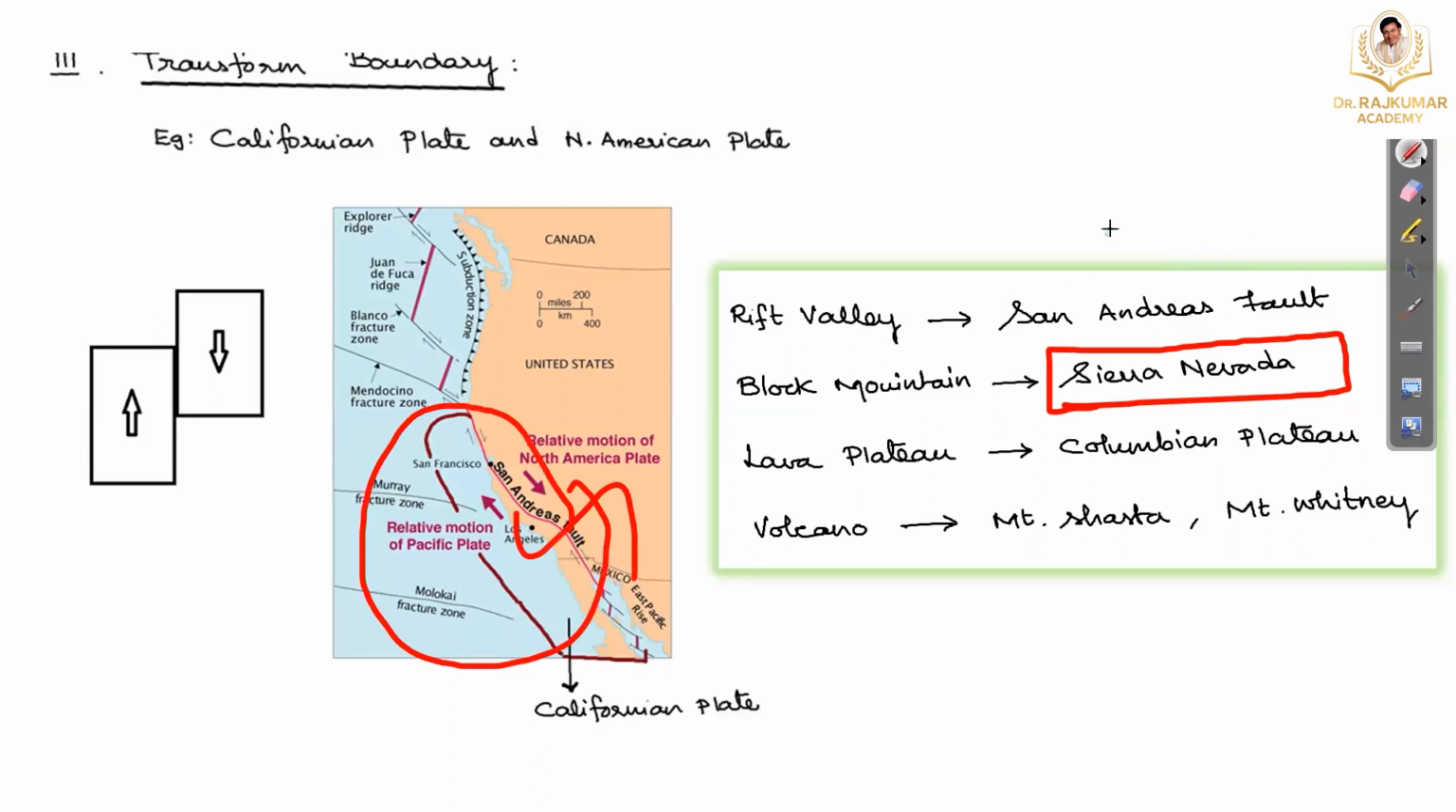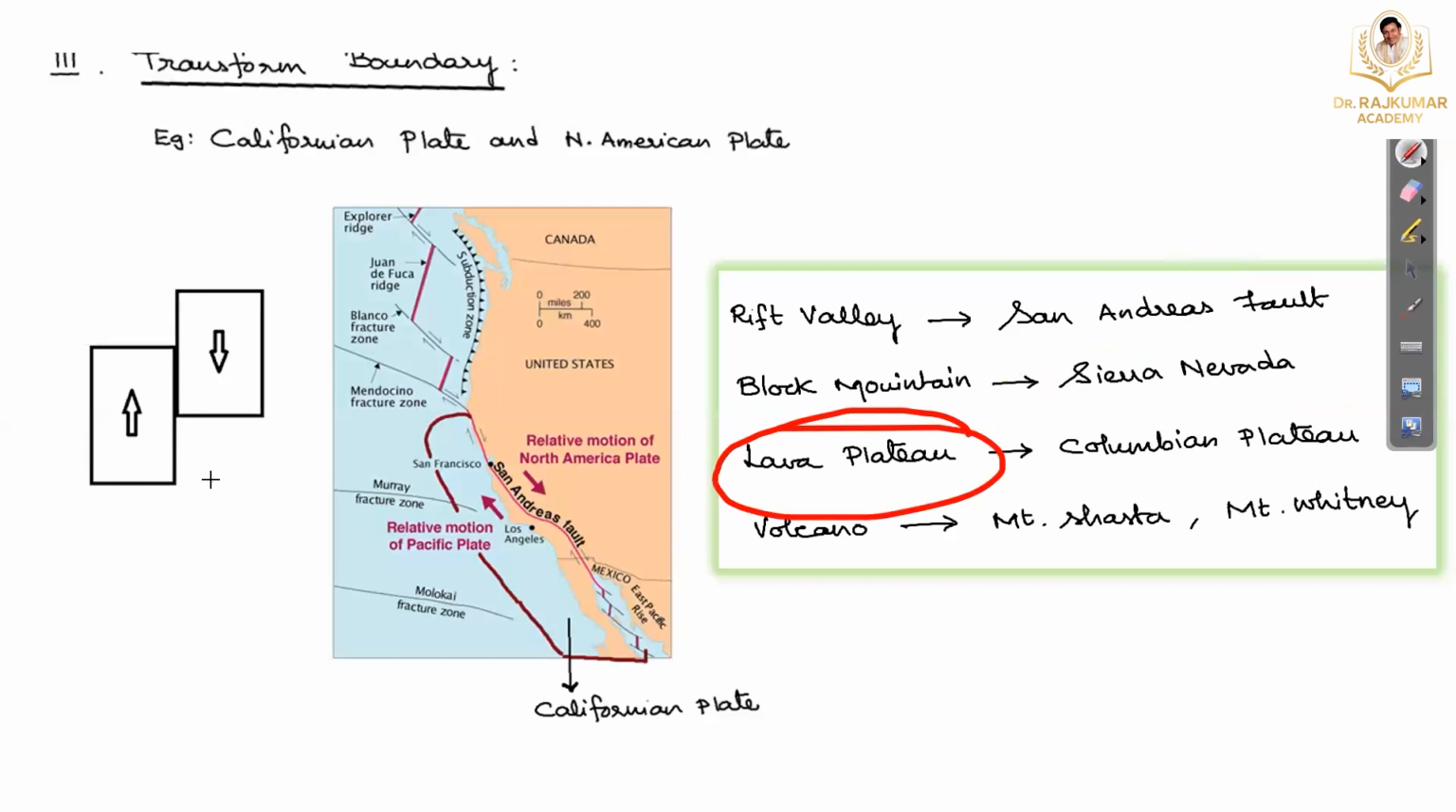San Andreas Fault we have taken as a Rift Valley, Sierra Nevada as a block mountain, and now comes the question: this region should also have what? Lava plateau. Can you find the Sierra Nevada mountain? If you find it, slightly on the northern side of it, can you find a plateau called the Columbian Plateau? The Columbian Plateau is a lava plateau.